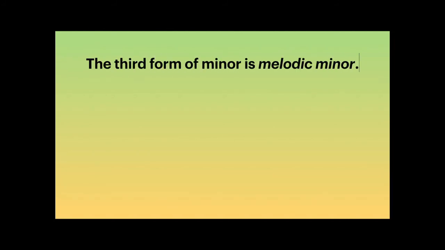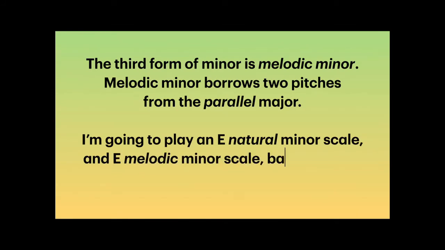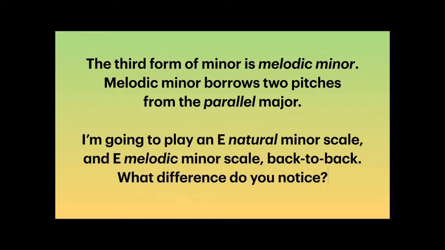The third form of minor is called melodic minor. Melodic minor borrows 2 pitches from the parallel major. I'm going to play an E natural minor scale and then an E melodic minor scale back to back. What difference do you notice? Listen one more time.